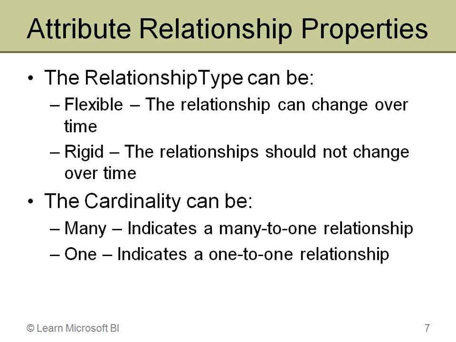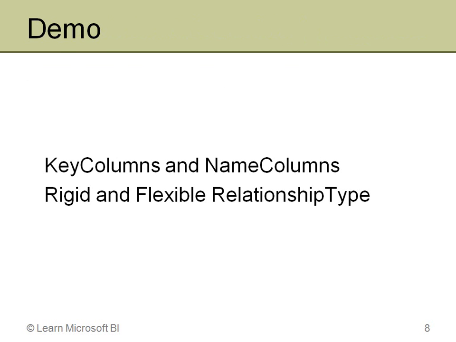So I'll go in and change some of those relationships from flexible to rigid and let you see that 2005, oh, now it does fail. And then we will update the key columns and name columns mentioned on the previous slide. The other attribute relationship property is just cardinality. Many is the default, just indicates a many-to-one relationship from the lower level to the higher level. And then the other option is a one-to-one relationship. So again, I'm going to jump into 2005 first, talk about the key columns and name columns and the rigid and flexible relationship types. Then I'll go and do the same thing in 2008. All those things work the same in 2005 versus 2008.